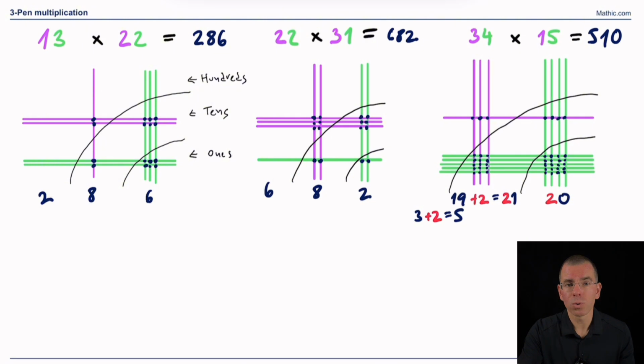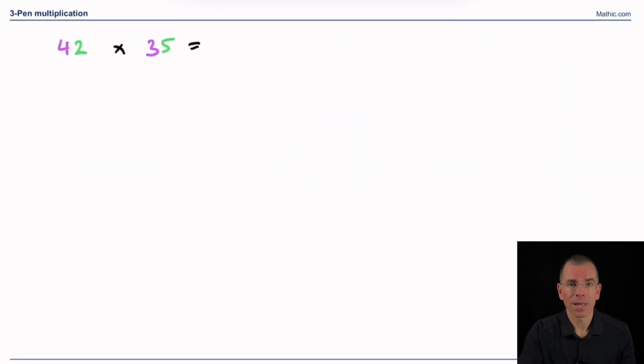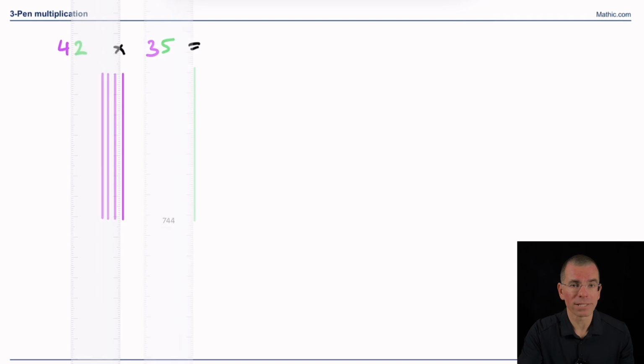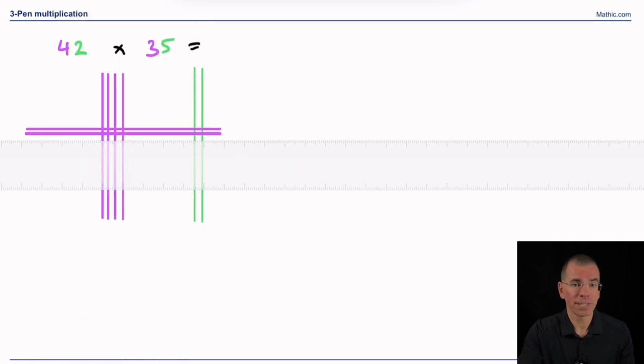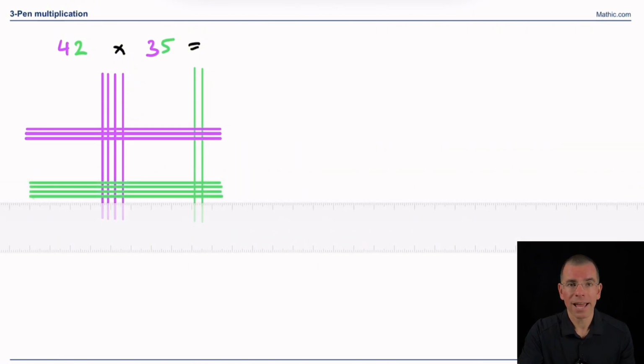What about 42 times 35? We will start drawing number 42. There are 4 pink lines at the position of tens and 2 green lines at the position of ones, all drawn vertically. Number 35 consists of 3 pink lines at the position of tens and 5 green lines at the positions of ones, all drawn horizontally. 2 supporting lines will separate ones, tens, and hundreds.